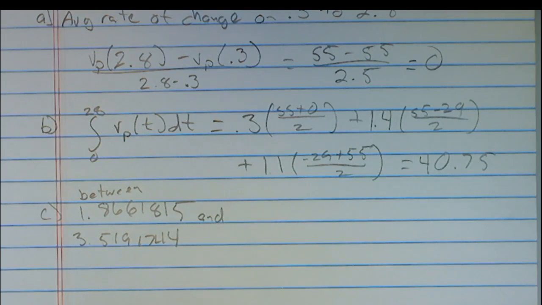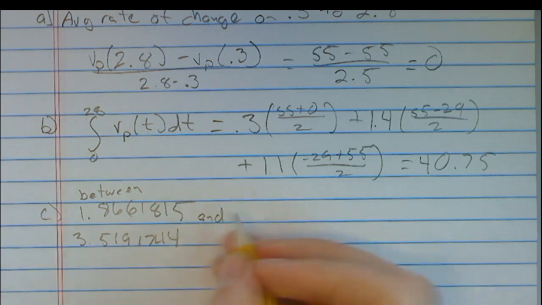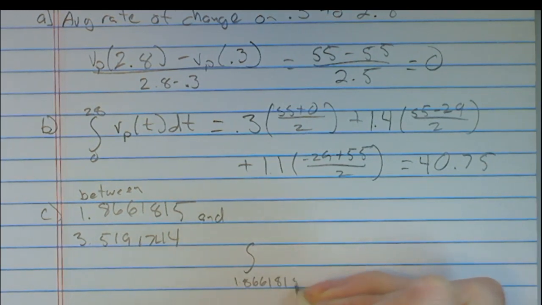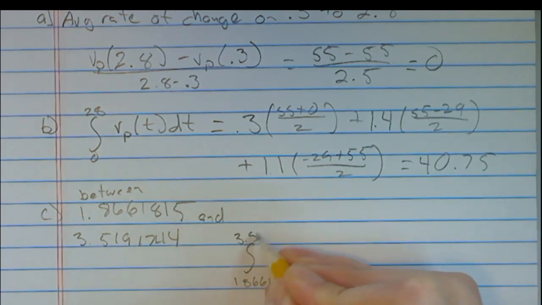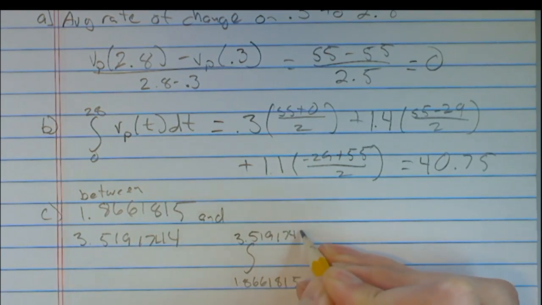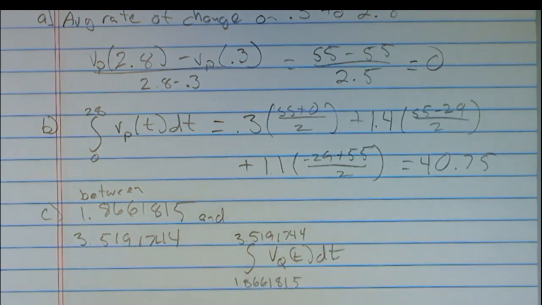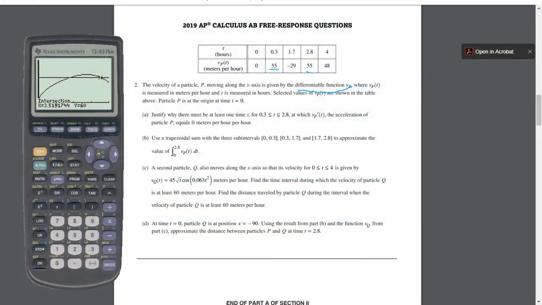Find the distance traveled when it is at least 60 meters an hour. We're going to take the integral from 1.8661815 to 3.5191744 of our function v sub q of t. This is an important step. You need to write that down. You're going to evaluate that with your calculator, but you should write down the integral as well.